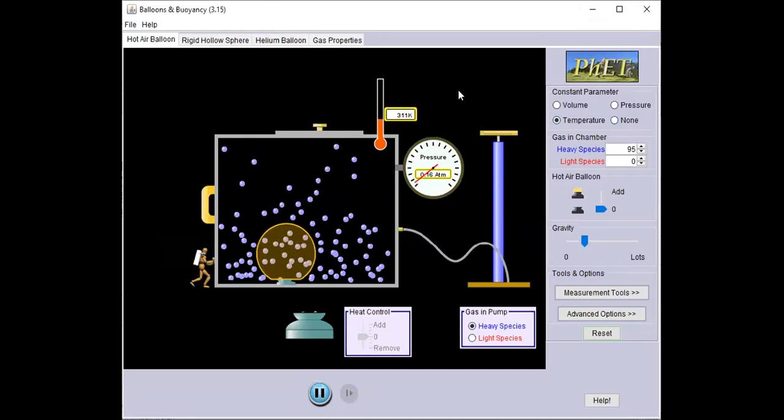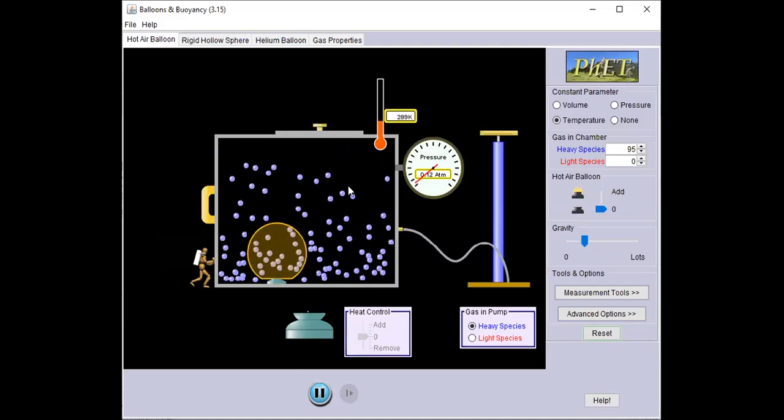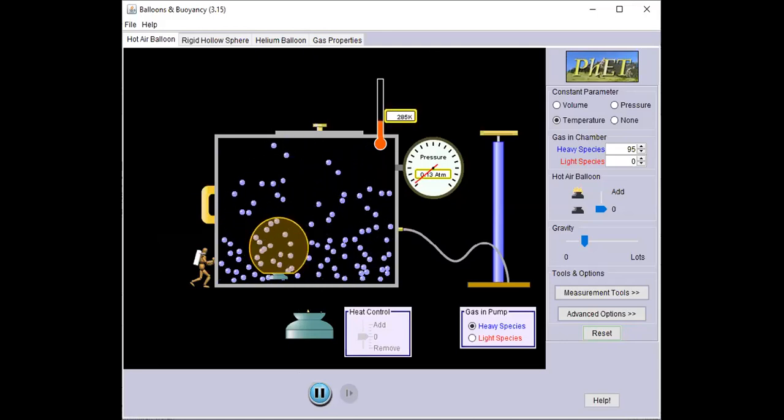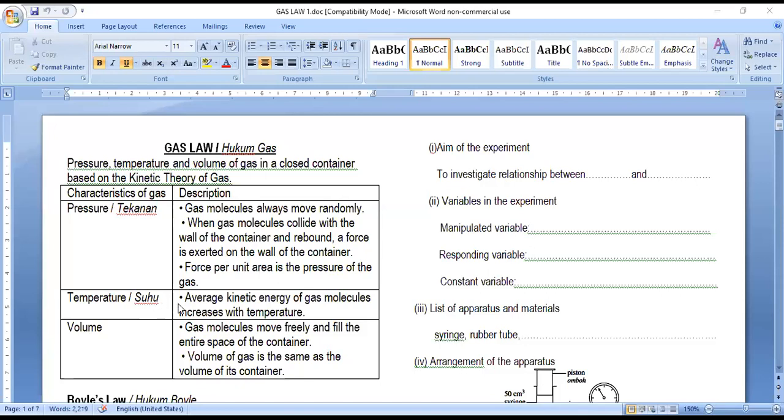So basically, pressure is the force acting per unit area. And then in terms of temperature, the average kinetic energy of gas molecules increases with temperature. And then in terms of volume, gas molecules move freely and fill the entire space of the container. So the volume of the gas is the same as the volume of the container.